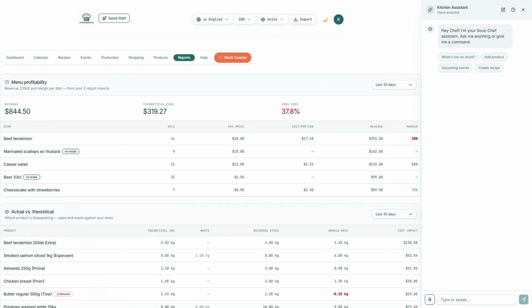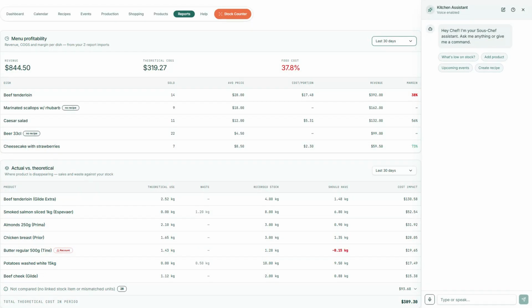Sales for the period. The theoretical COGS, which is what the raw ingredients of the dishes sold cost, according to their recipes. And the food cost percentage, which is the share of every dollar sold that goes on product. Below, the dish-by-dish detail: units sold, average price, cost per serving, sales and margin.